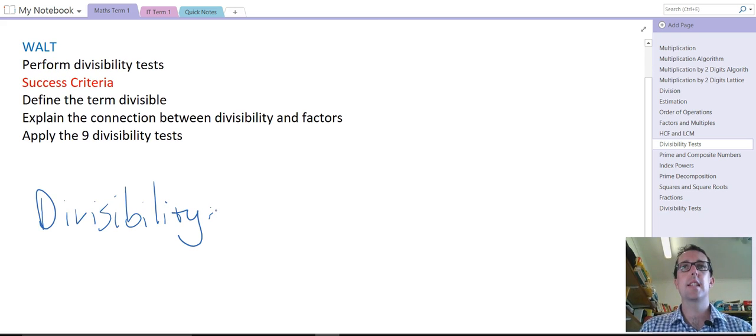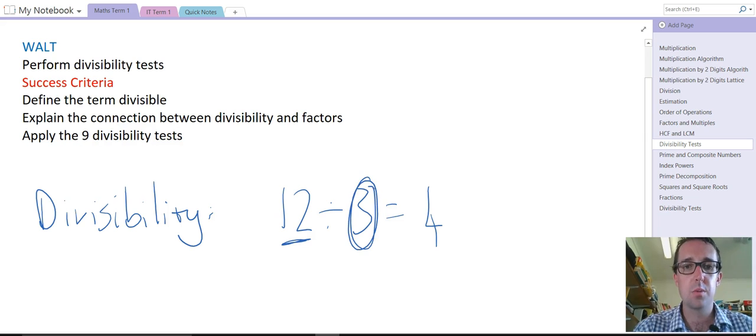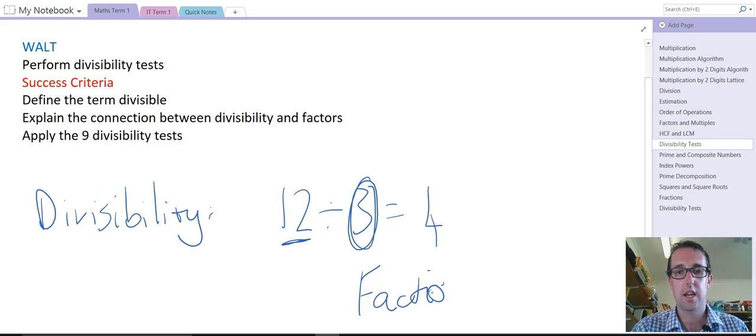A number is said to be divisible by another number if, when it's divided by that number, there's no remainder. For example, 12 divided by 3 equals 4. Therefore, the number 12 is divisible by 3. This is directly linked to factors, because if a number is divisible by another number, then that smaller number or that result is a factor.